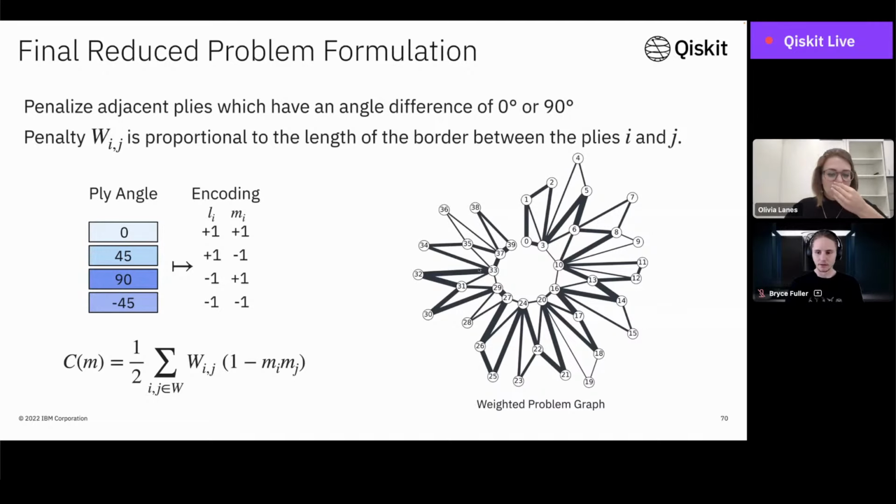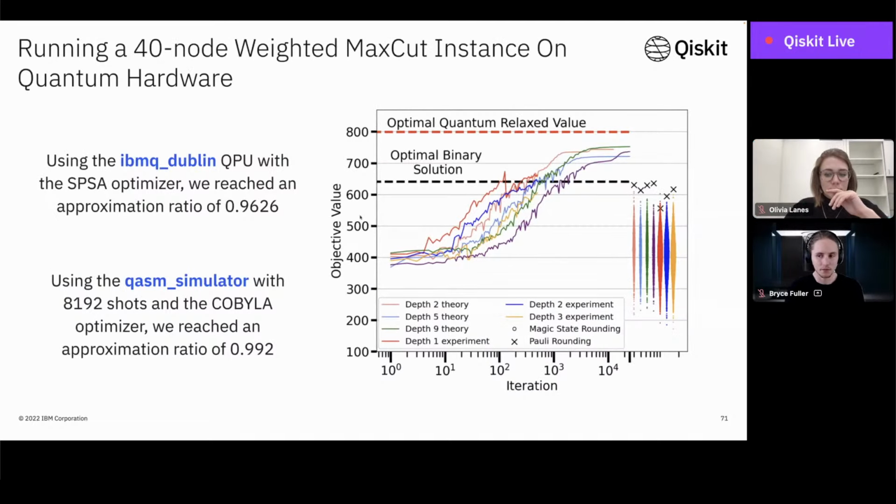All right. So this is a familiar plot now. We run the same problem on quantum hardware. Again, this is a 40 node problem, so same size as the one we showed earlier. The fact that it's weighted actually makes the problem easier. So I think unweighted 3 regular MaxCut would be the hardest.